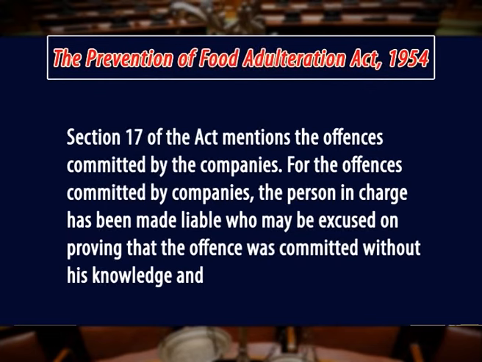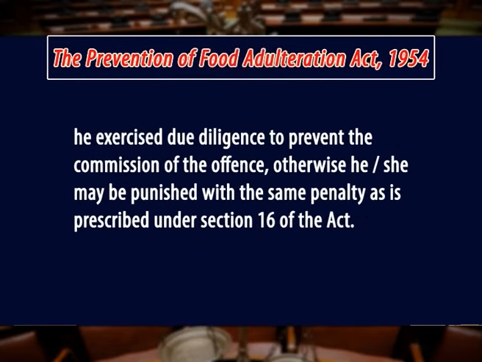Section 17 of the Act mentions the offences committed by the companies. For the offences committed by the companies, the person in charge has been made liable, who may be excused on proving that the offence committed was without his knowledge and he exercised due diligence to prevent the commission of the offence. Otherwise, he or she may be punished with the same penalty as is prescribed under section 16 of the Act.